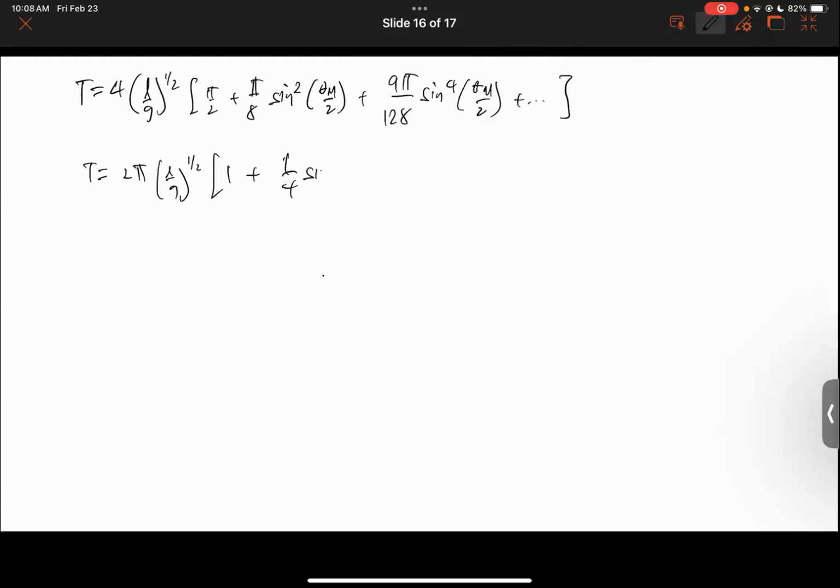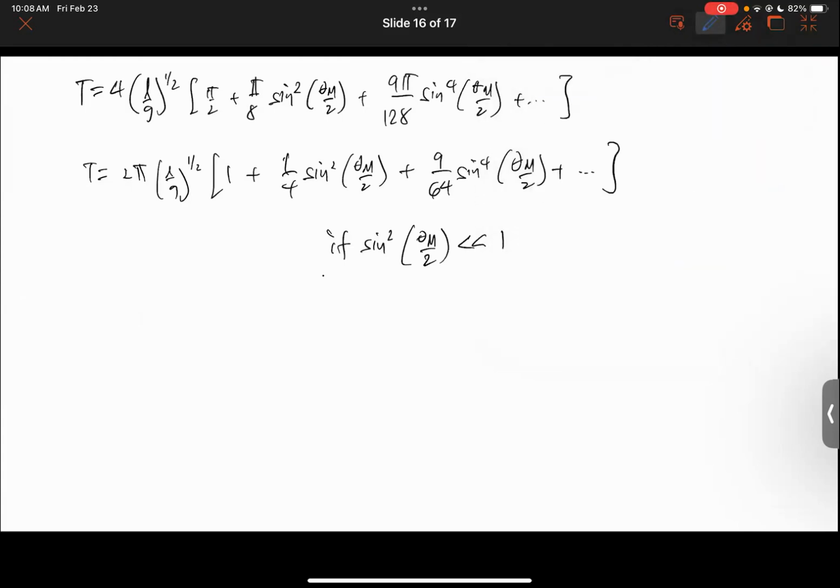1/4 sine squared theta sub m over 2 plus 9/64 sine to the fourth theta sub m over 2 plus. Okay. Now, anong mapapansin natin? Okay, if sine squared theta sub m over 2 is very much less than 1, itong mga terms na ito can be neglected. And then we'll end up with an expression for the period which is just 2 pi square root ng L over g. And if you recall sa 101 ninyo, yan ang expression for the period na ginagamit ninyo.